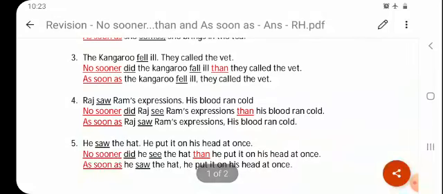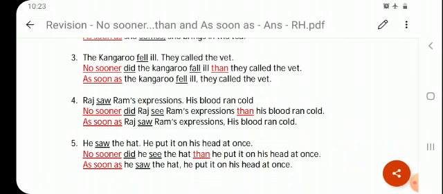Third one, the kangaroo fell ill. Fell, okay. Now this is past tense. So we have used the word did and fell will become fall. So no sooner did the kangaroo fall ill, than they call the vet.